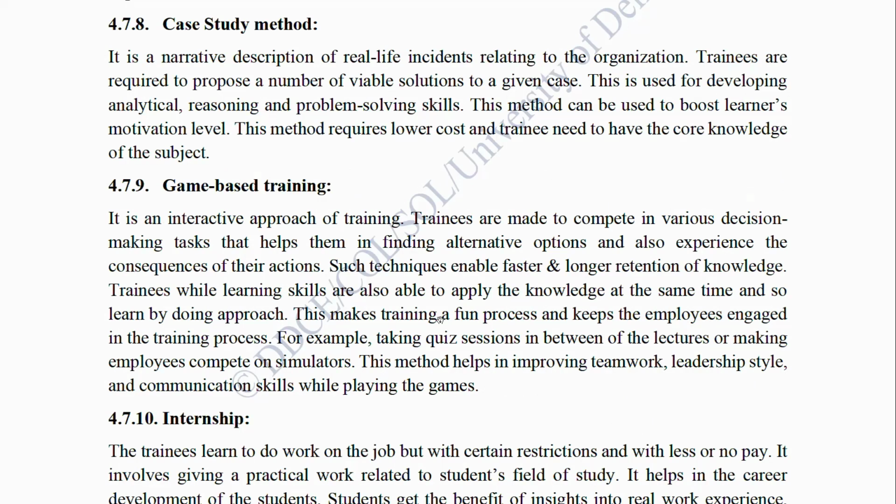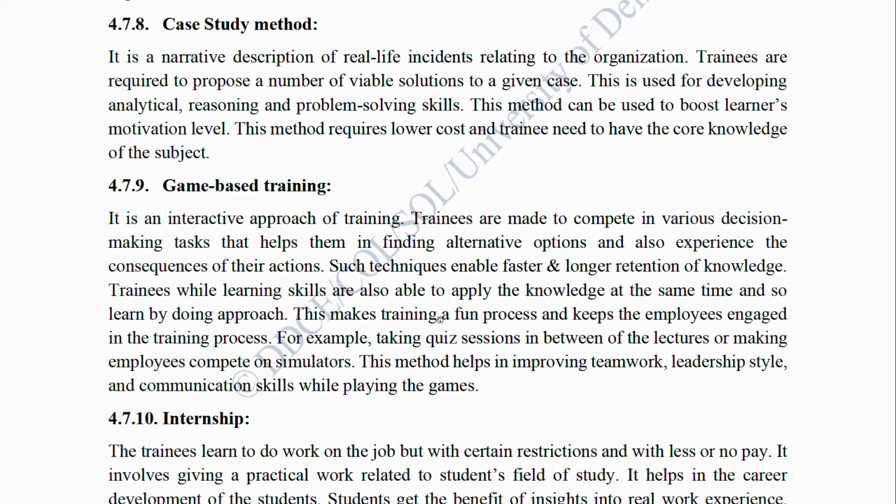4.7.8 Case Study Method. It is a narrative description of real-life incidents relating to the organization. Trainees are required to propose a number of viable solutions to a given case. This is used for developing analytical, reasoning, and problem-solving skills. This method can be used to boost learners' motivation level. This method requires low cost and trainees need to have the core knowledge of the subject.